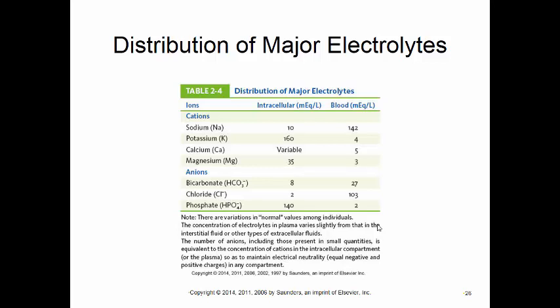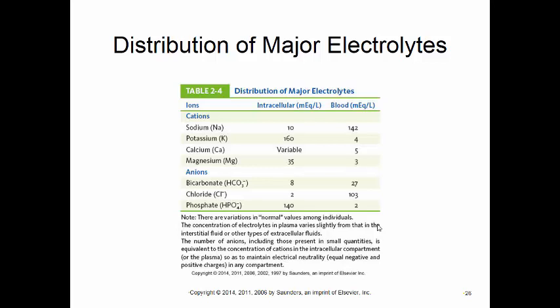So if we look, we can see that sodium and potassium are opposites of each other. Sodium is more prevalent in extracellular fluid, which is the blood, and it's less in the intracellular. Potassium is more prevalent in the intracellular. Calcium is variable in the intracellular, and it's a small amount in the extracellular. Magnesium is more in the intracellular. So magnesium and potassium are more intracellular. Sodium and calcium are more extracellular overall.